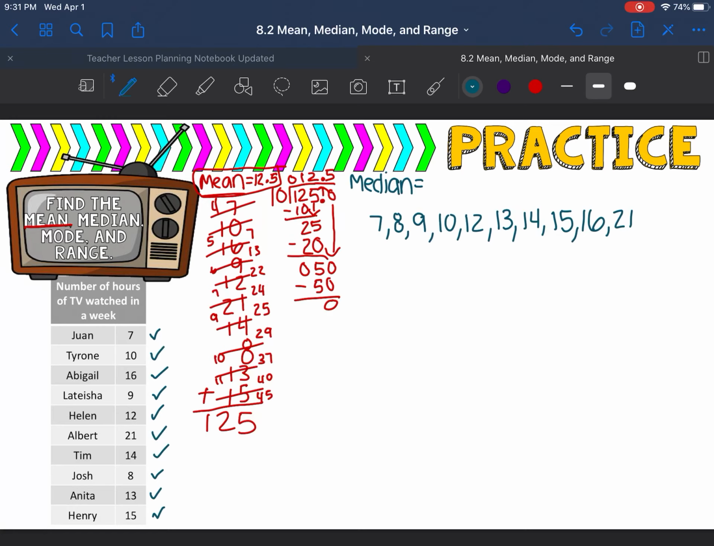All right, so remember, there's a couple ways you can do this. You can add all the numbers, and we know there's 10 numbers. 10 divided by 2 is 5, so we can go over 1, 2, 3, 4, 5, and then go over 5 over here. 1, 2, 3, 4, 5. So that puts me in the middle of two numbers, 12 and 13.